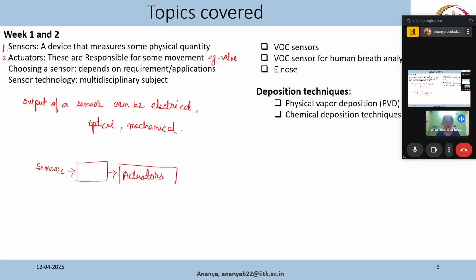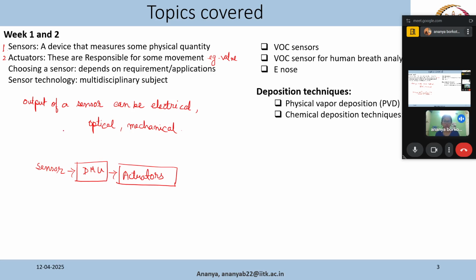The sensor will sense something, so I'm just writing decision making unit. The sensor will sense some physical quantity. Based on that, we will decide something. And based on that decision, we will provide some input to the actuators to do something. Okay, this is the basic block diagram of a sensor system.